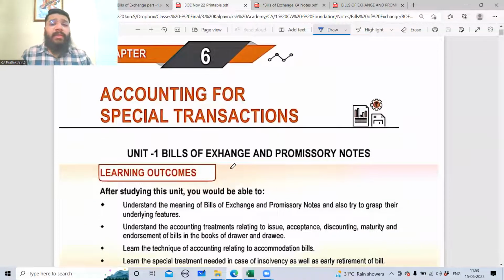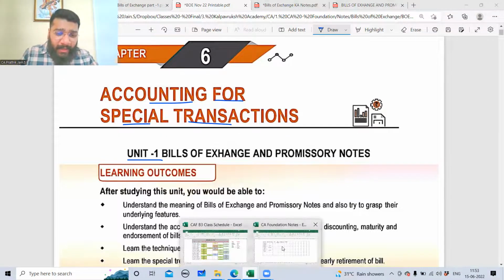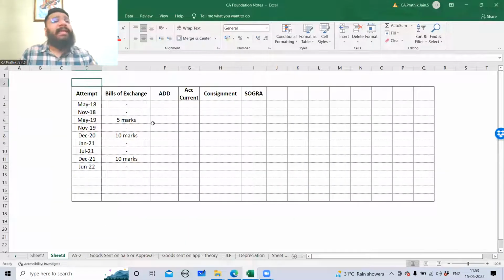Your bills of exchange and promissory note comes as a part of your accounting for special transactions. So under this category, this is the first unit that we are going to discuss. Let's quickly have a glance, guys, at how many questions were asked in the past examinations from this chapter and for how many marks. If you look at May 18, that was your first attempt for your CA Foundation, as discussed in the introductory video.